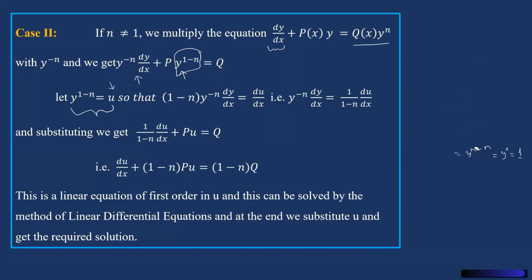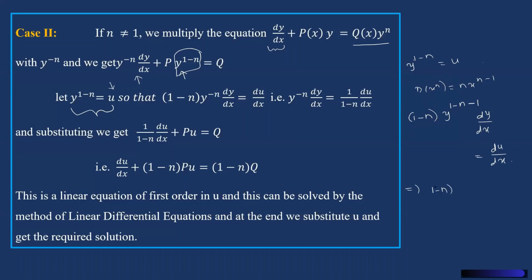When you take y power 1 minus n equals u, what happens to the remaining things? Let me differentiate this on both sides. As we know, differentiation of x power n is n x to the power of n minus 1, the same formula I'm using here. So when we differentiate, we get 1 minus n into y to the power of 1 minus n minus 1 into dy by dx, which equals, on the right hand side, du by dx.